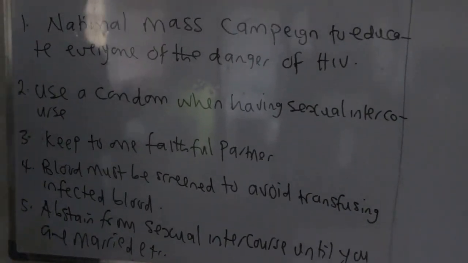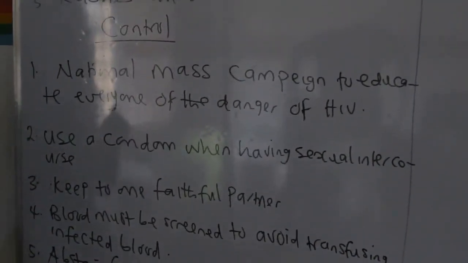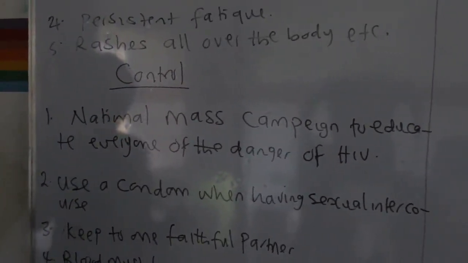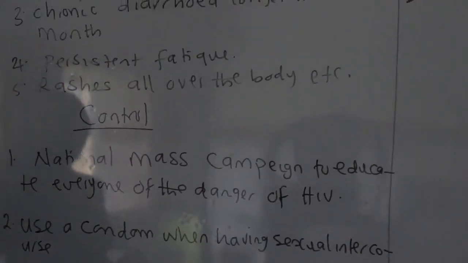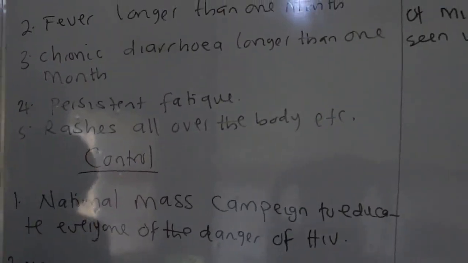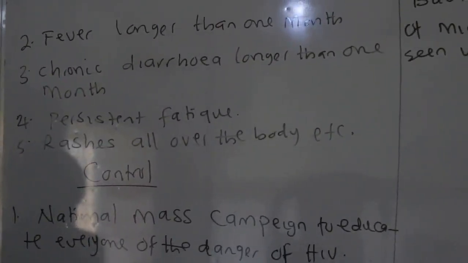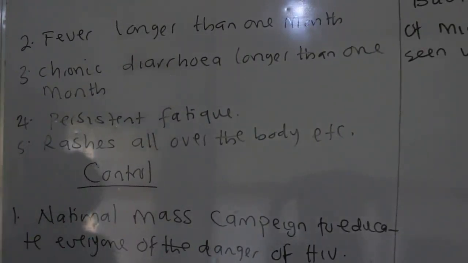That is why you always see people saying HIV is a sexually transmitted disease. Other modes of getting the virus, like using sharp, unsterilized objects, are not very common. Majority of the people that contract the virus got it through sexual intercourse with an infected person. And we looked at some symptoms of the disease and also ways of controlling the disease.